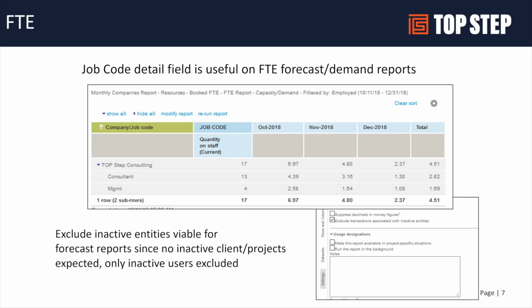So in this case, we have 13 consultants on staff, and in October, I have 4.39 booked. Well, that means I've got a lot of extra capacity from a consultant perspective. I need to go find some work for those guys. So you can see here how you can combine the detail from the job code to the future view of using the booked FTEs. Again, make sure you're excluding inactive entities, same as the previous. So make sure you get inactive resourcing out of your report.